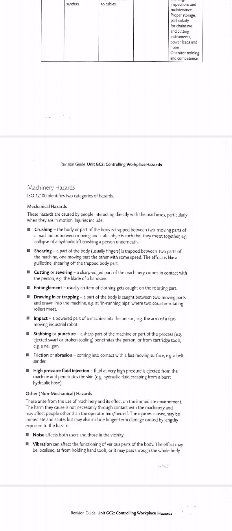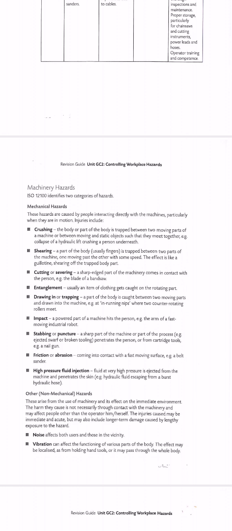Then drawing in or trapping. A part of the body is caught between two moving parts, drawing into a machine, right? One example is a nip point where two counter-rotating rollers meet. Then impact. What is impact? A moving part of the machine hits a person, right? It can cause impact.